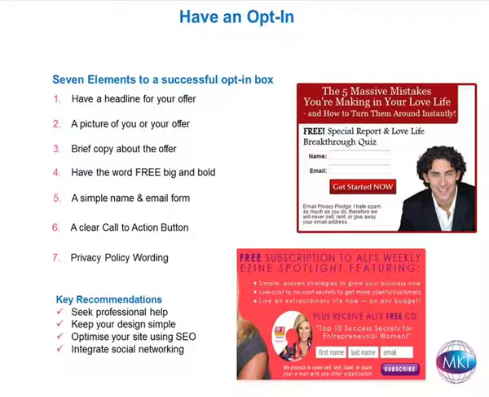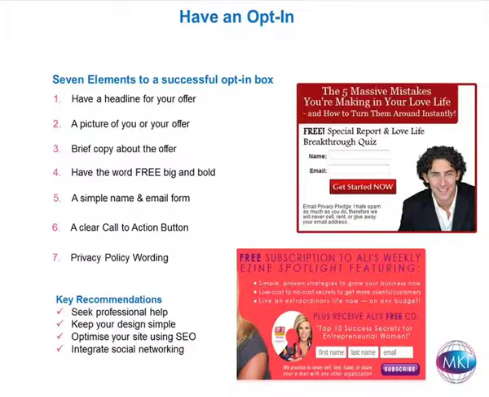Keep your design really simple. Just follow those 7 steps we've got on there. Less really is more. Optimize your site using SEO. We're going to talk about that in a minute, and integrate social networking. Those 2 are more around your website, but something to keep in mind.